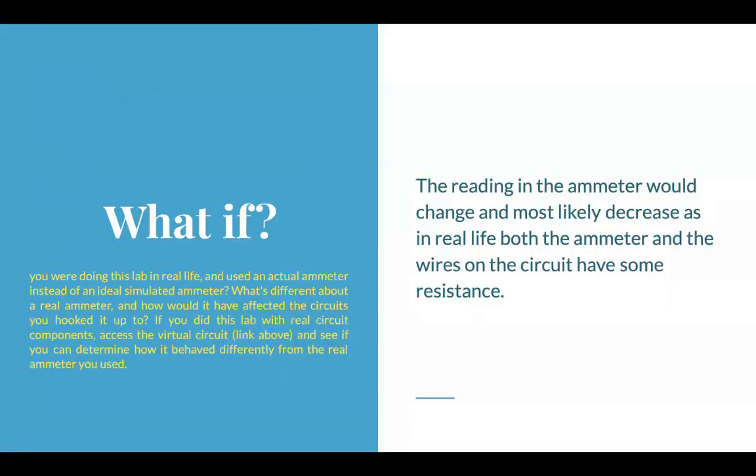The what if question asks whether, in reality, an actual ammeter would show a different reading if used instead of the ideal simulated ammeter. Yes, the readings in the ammeter would change and most likely decrease, as in real life both the ammeter and the wires in the circuit have some resistance.